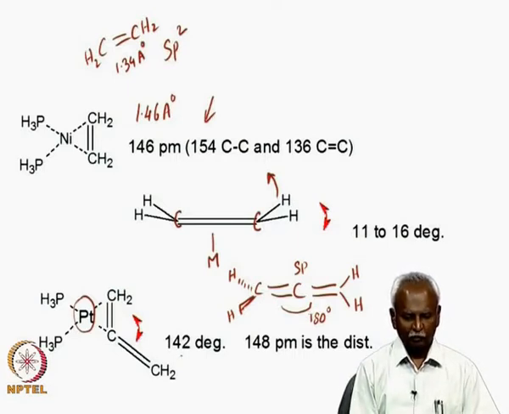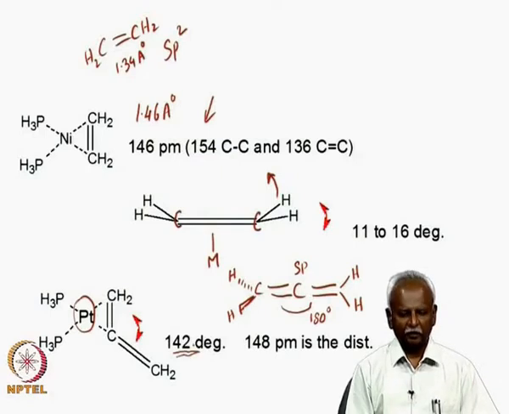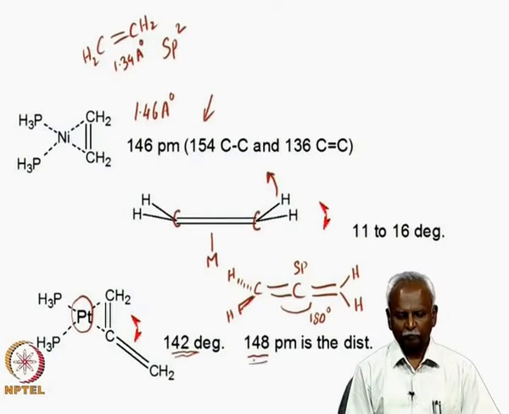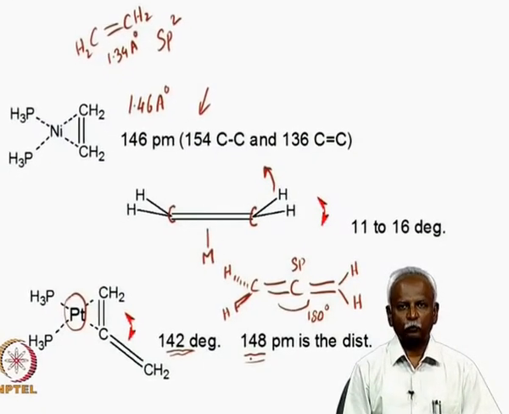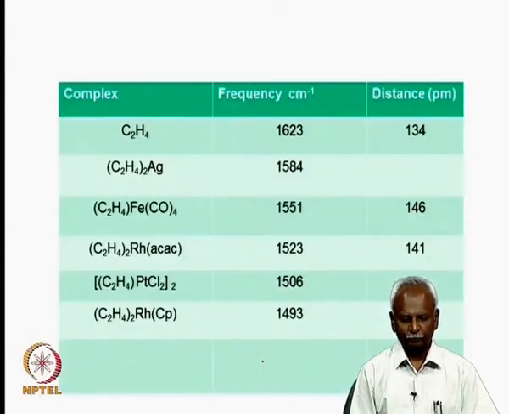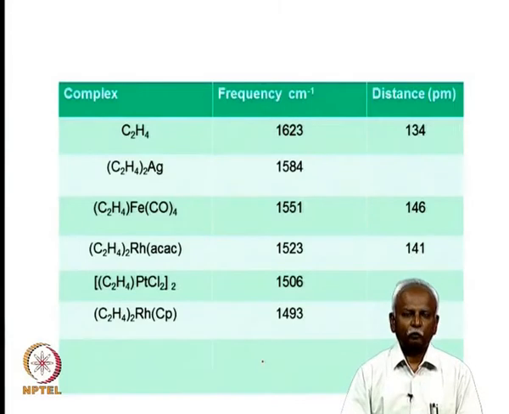But the moment you have interacted with an olefin, then the strain of the central carbon is released, and it moves towards the 120 degree angle that you would end up with in an sp2 hybridization, and it becomes close to 142 degrees here. The carbon-carbon bond distance is around 148 picometers, and it is close to the carbon-carbon double bond distance. Now, let us take a look at the frequencies of metal olefin complexes, because this is also interesting.